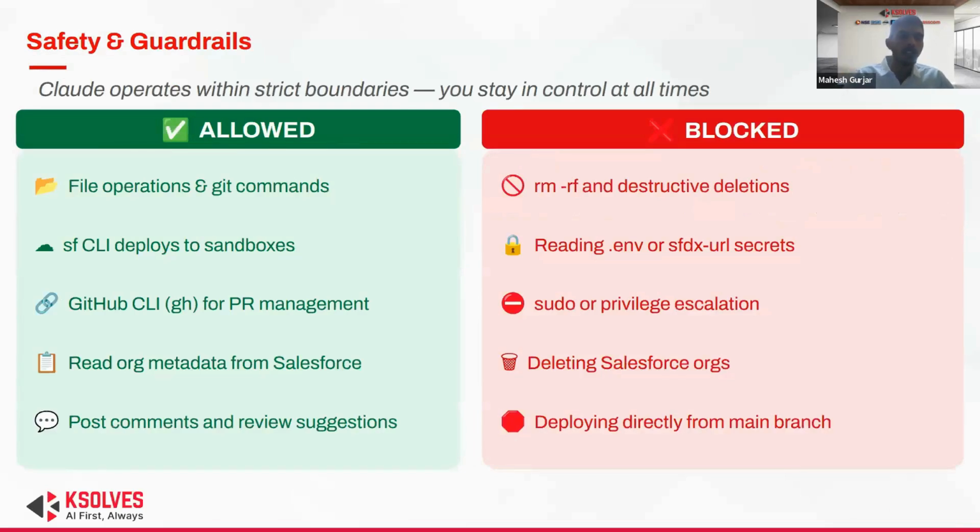And the most important question can be, is Claude safe? Can Claude do something wrong? So let me be direct about this, what Claude can and cannot do. Whatever is written on the left side is all the things allowed for Claude Code. And the right side is completely blocked. So Claude can do some file operations, it can run safe git commands, it can deploy to sandbox, it can run GitHub CLI, it can read your org metadata, and it can comment and post a review on the PR. What is blocked: it cannot do destructive deletions, it cannot read your environment files and your secrets, it cannot run sudo commands, it cannot delete your Salesforce org, and it cannot deploy directly to the main branch. So you are always in control. Think of Claude as a capable assistant that only acts when you tell it.